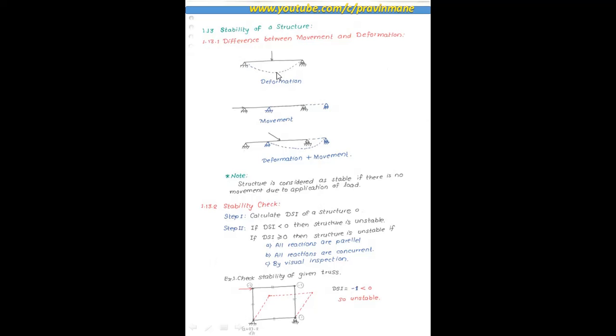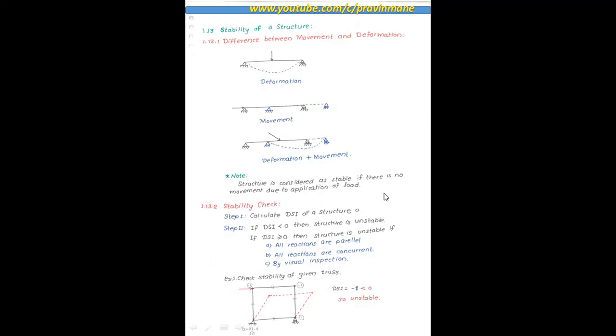A structure is considered stable if there is no movement due to application of load. We say a structure is stable if, when we apply load, there is no movement of the structure; only then is this structure called static. Otherwise it will remain dynamic.